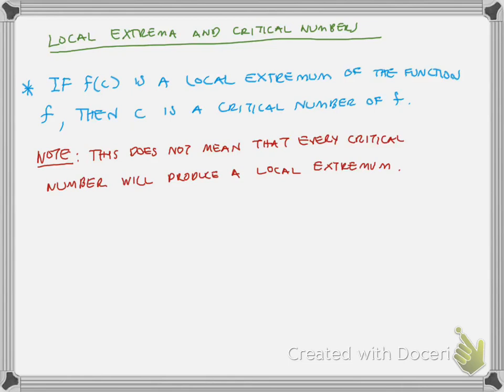Okay, so local extrema and critical numbers. If f of c is a local extrema of the function f, then c is a critical number of f. And this does not mean that every critical number will produce a local extrema. We're going to talk about when it does produce a local extrema, but what we do know is if it is a local extrema, then c has to be a critical number, not just a partition number. So we're going to stop this video here, and then I'll talk more about that in the next video.